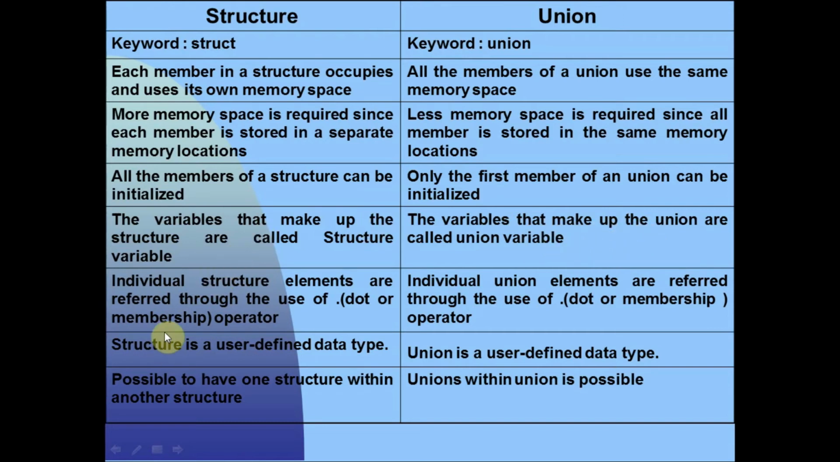Then structure: individual structure elements are referred to through the use of the dot or membership operator. Then union: individual union elements are referred to through the use of the dot operator or membership operator. Then structure is a user-defined data type. Then union is also a user-defined data type. So in a structure, it is possible to have one structure within another structure. Then union: a union within a union is also possible.